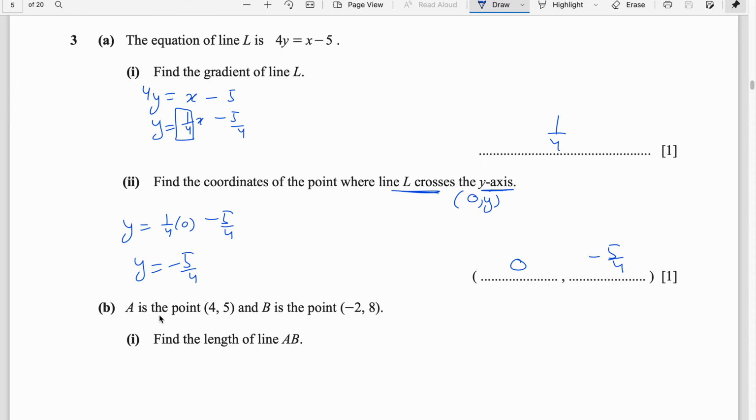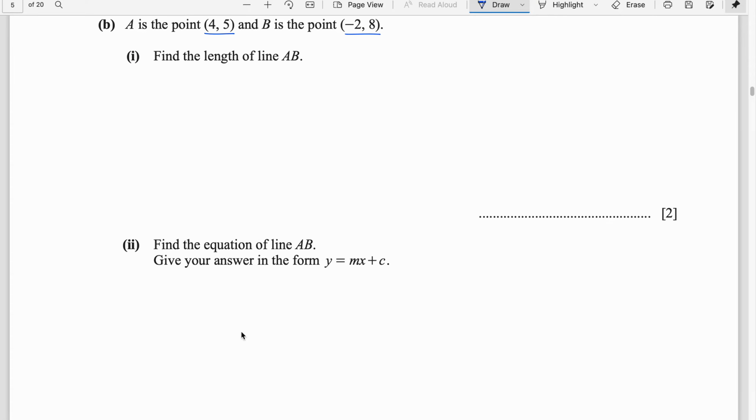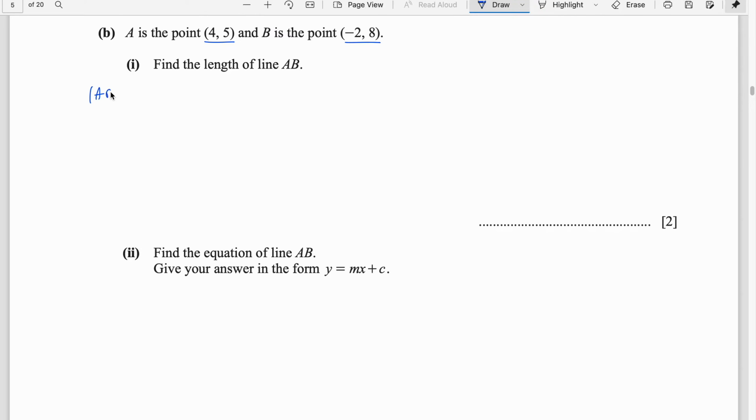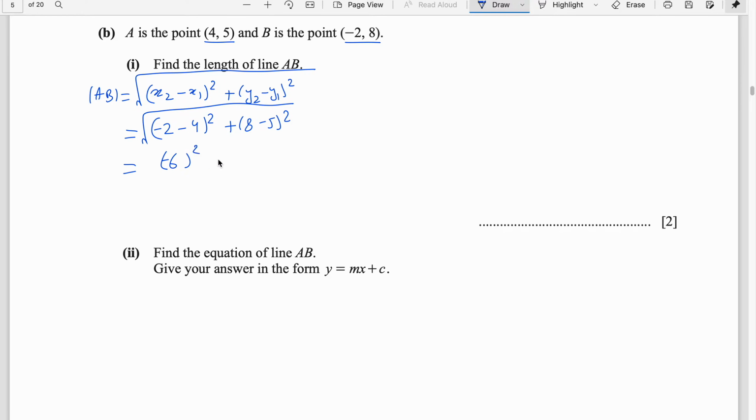B part. A is the point (4, 5). B is the point (minus 2, 8). Find the length of AB. So the length of AB is the square root of (x2 minus x1) whole squared plus (y2 minus y1) whole squared. That is minus 6 squared, 3 squared, 36 and 9, square root of 45, approximately equal to 6.71.